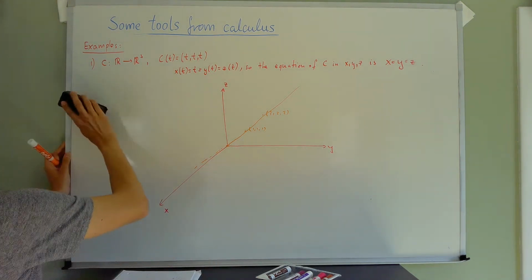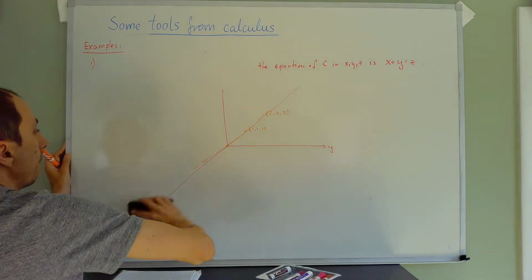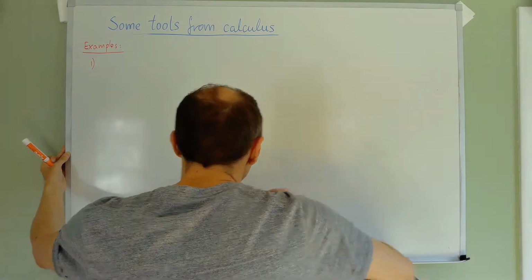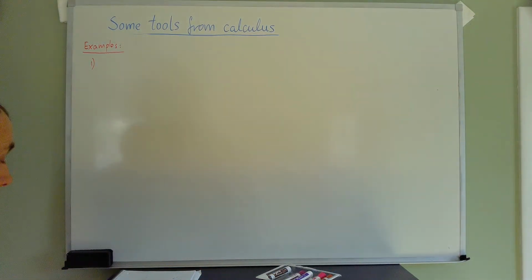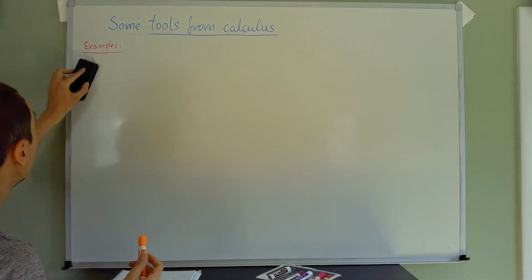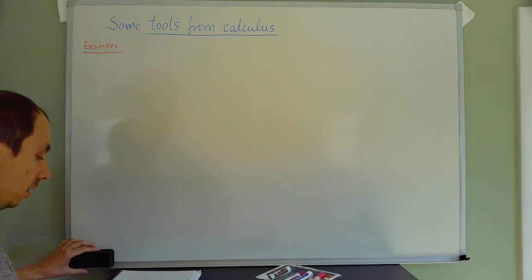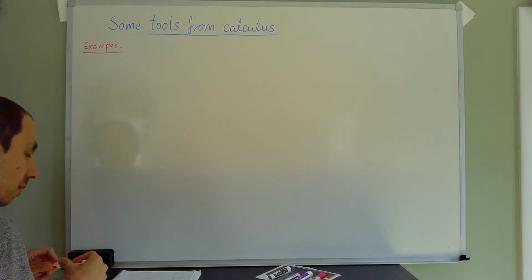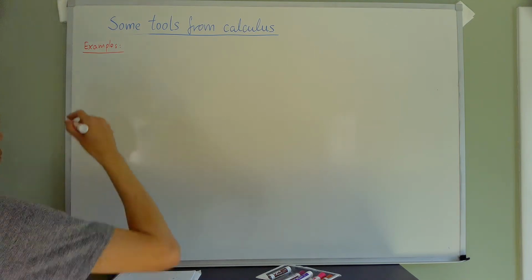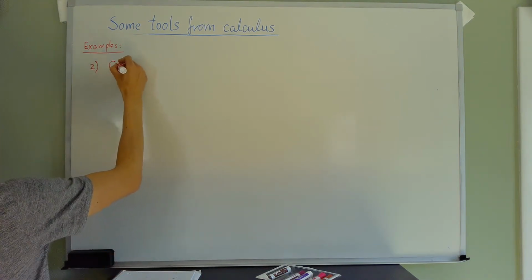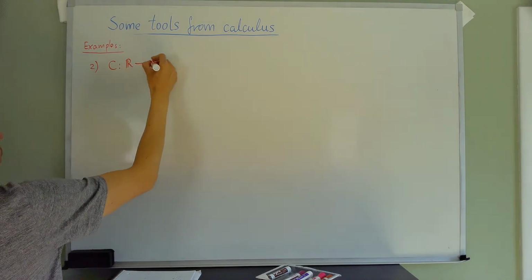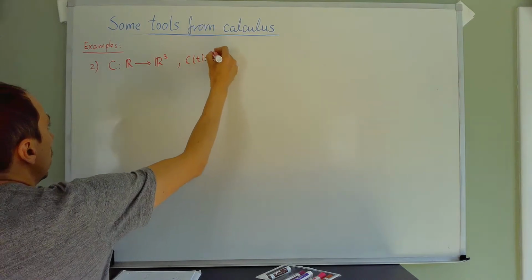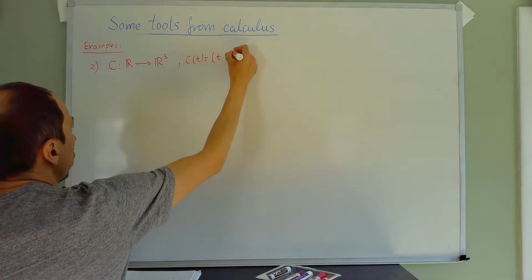Let's look at another example. I only want to give a few simple examples here. This is not a course in multivariable calculus, but it's kind of useful to remind ourselves about these things. So another curve from R to R3, given by c of t equal to (t, t squared, 0).